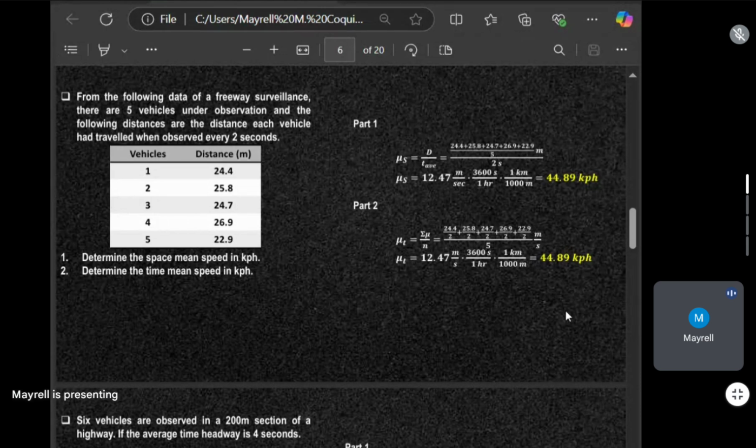So next, another example. From the following data of a freeway surveillance, there are 5 vehicles under observation, and the following distances are the distance each vehicle had traveled when observed every 2 seconds. So you have again vehicles 1 to 5 and the distances they traveled in 2 seconds. So determine the space mean speed in kph and determine the time mean speed in kph.